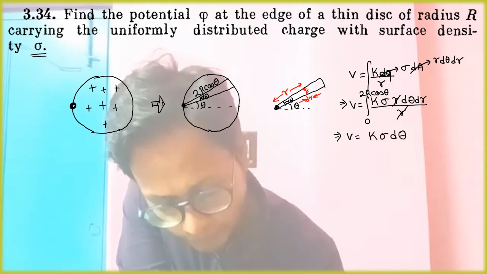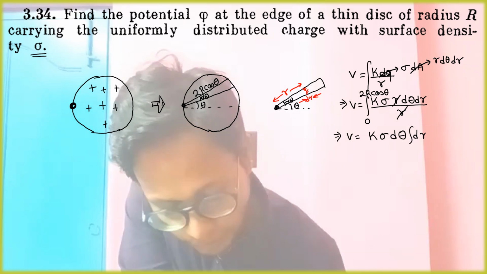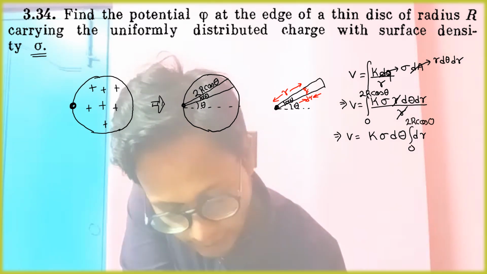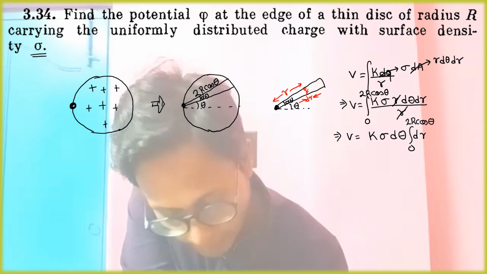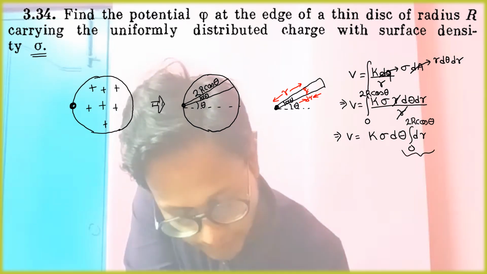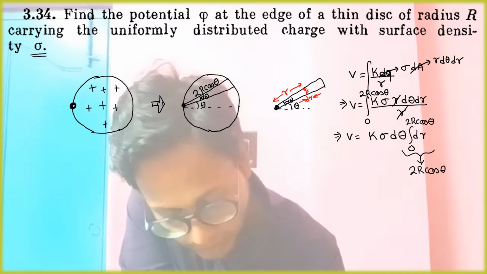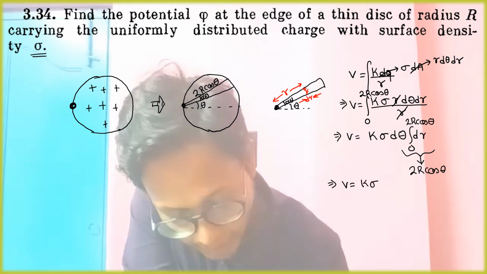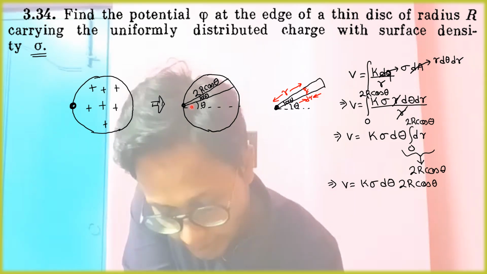These are constant, no? And integrate dr from 0 to 2r cos theta. So the integration of dr from 0 to 2r cos theta is nothing but 2r cos theta itself, isn't it? This becomes 2r cos theta. So the potential due to this strip is nothing but k sigma d theta into 2r cos theta, where r is the radius of the disk.